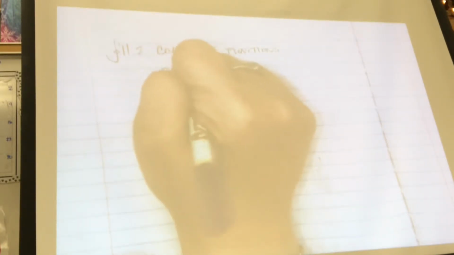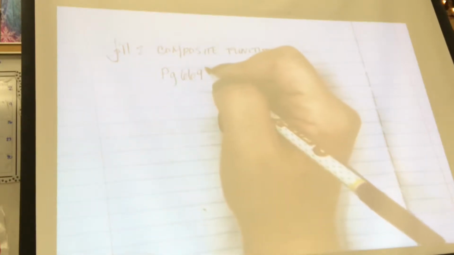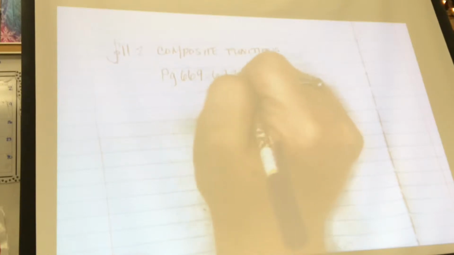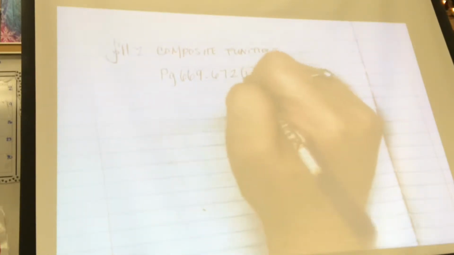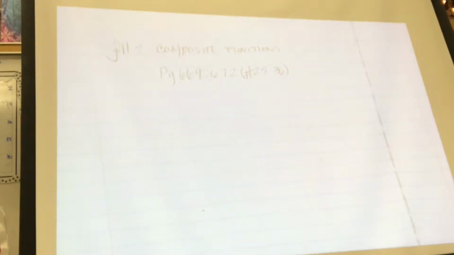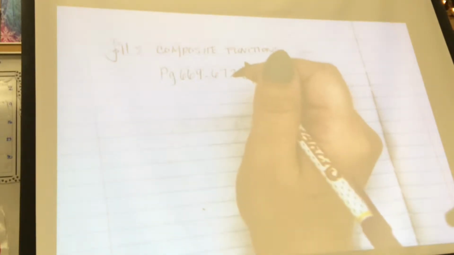Tonight's homework is page 669 through 672. We're going to do numbers 25 through 36. There are some word problems today. You're not allowed to be afraid of them, because we love words.